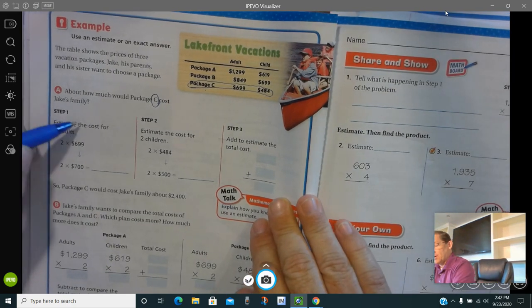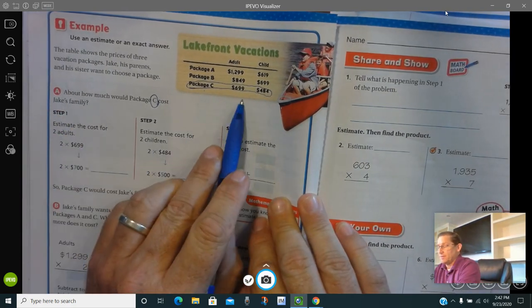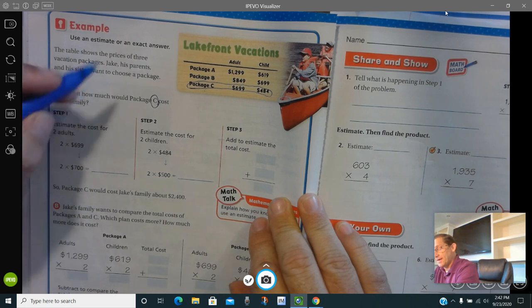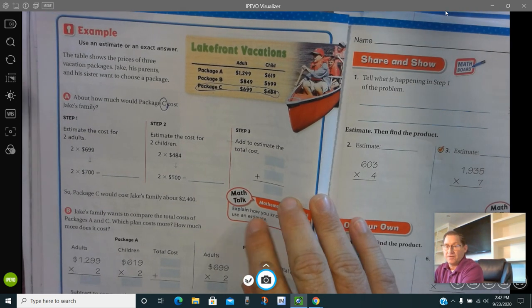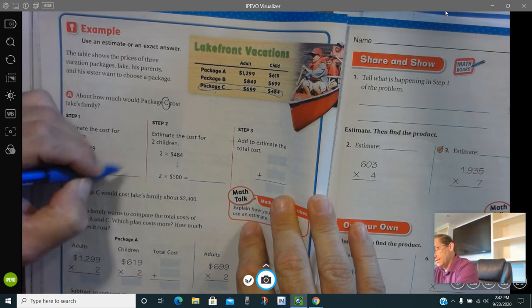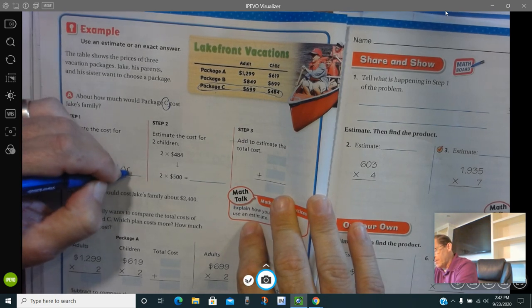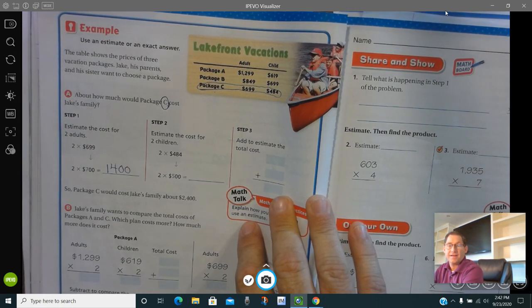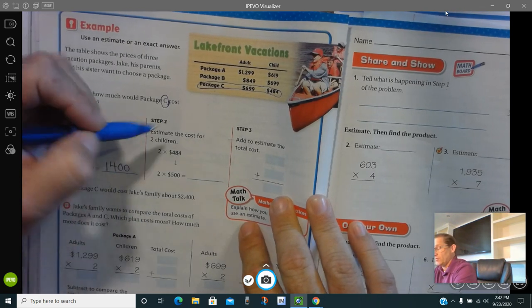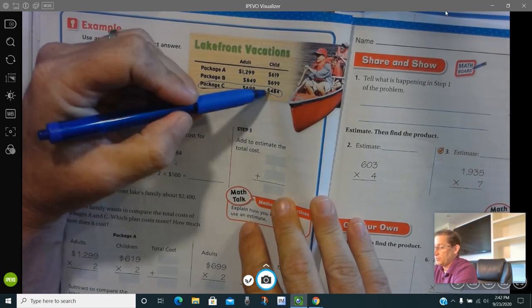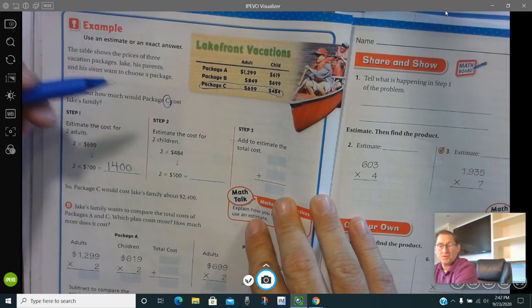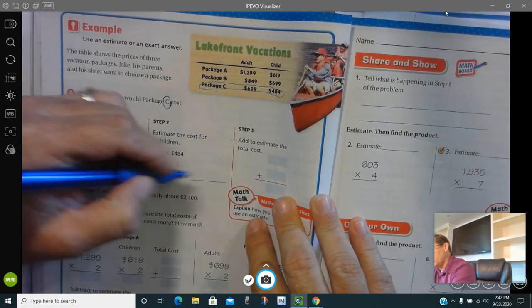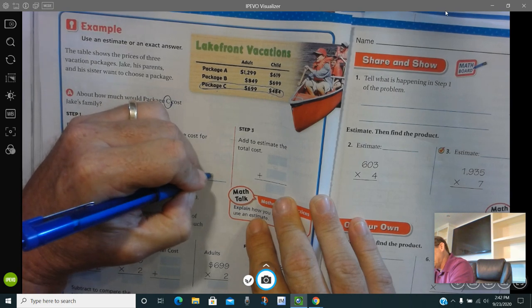So package C, we're going to estimate the cost for 2 adults to start. 2 adults, $699 each. So $699, that's clearly close to $700. So 2 sets of 700 is $1,400. Now we're going to estimate the cost for 2 children. 2 children is $484 each. So $484, that's close to $500. So 2 times 500 is 1,000.